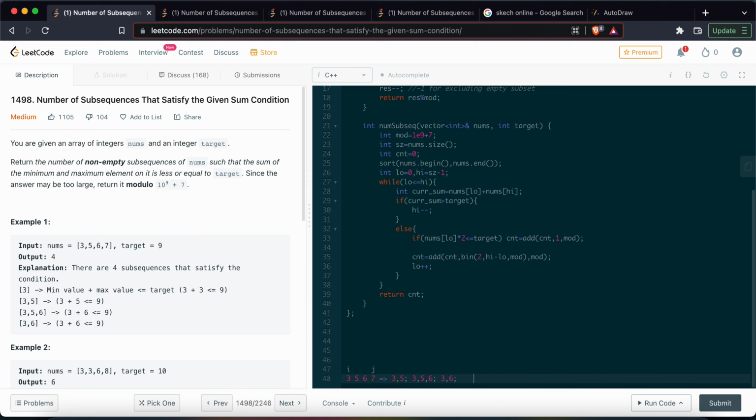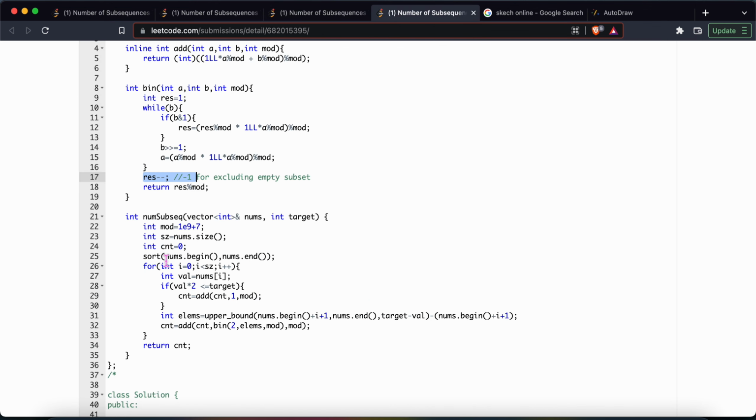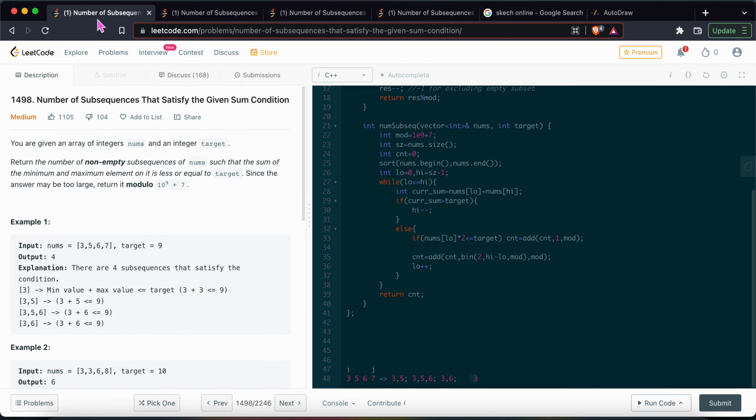Why are we not taking the empty sequence? If we take the empty sequence, then 3 will be combined with it, and we will count this 3. But in counting this 3, we are double counting, because we have already considered this part, value times 2. Now we can also argue, why don't we remove this thing, right? We remove this thing, and we count the empty sequence also here.